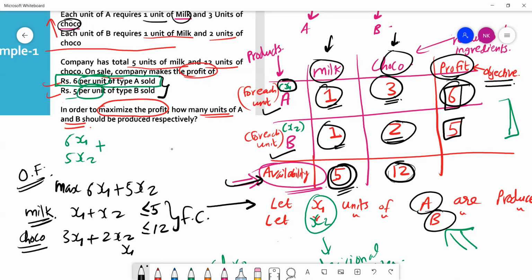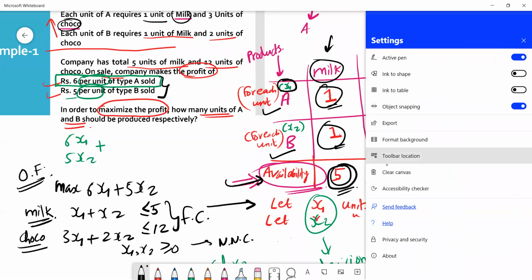Along with these functional constraints, our x1 and x2 should be greater than or equal to 0. Why? Because they are numbers of units, and units cannot be negative. So they are the non-negative constraints. This is what our mathematical model will look like. This is what we saw in the previous class, in yesterday's class.